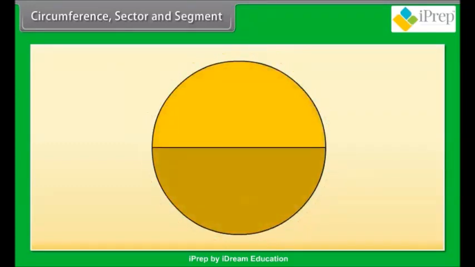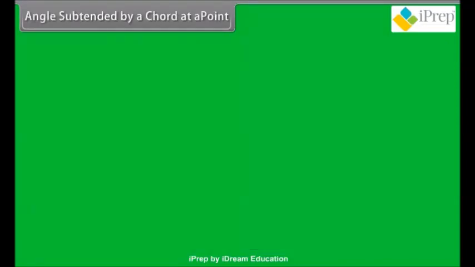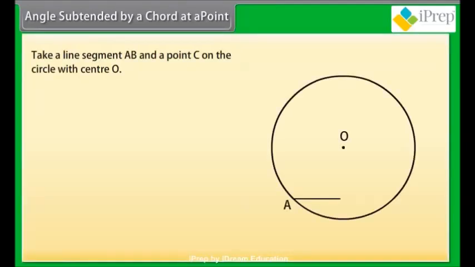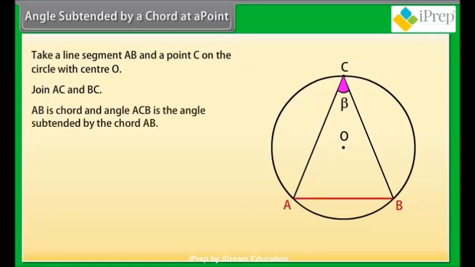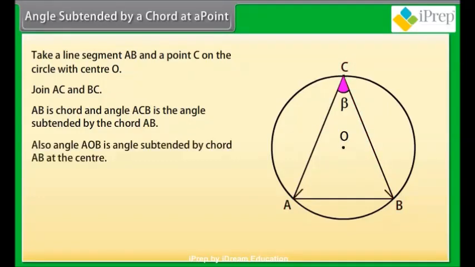Now look at this circle. Here, both the arcs are equal. Therefore, these 2 are the semicircles. Angle subtended by a chord at a point. Take a line segment AB and a point C on the circle with center O. Join AC and BC. Here AB is a chord and angle ACB is the angle subtended by the chord AB. Also, angle AOB is the angle subtended by chord AB at the center.